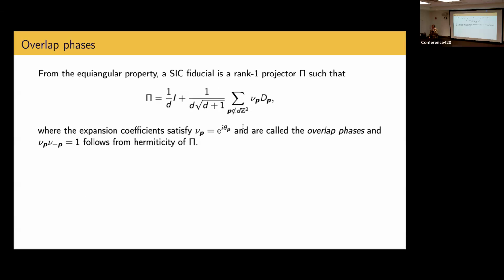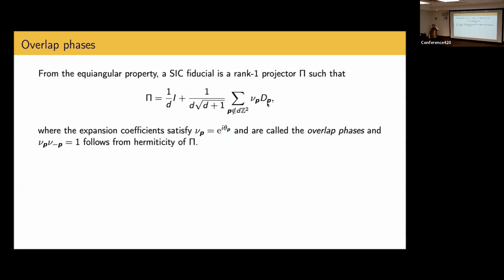properties. One, I get from hermiticity, which is that if this operator is Hermitian, then nu sub p, this expansion coefficient, times nu minus p has to be 1. And the other, from equiangularity, I get that these nu p's have to be complex unit phases. So they're just numbers that live on the unit circle. So this is a straightforward consequence of plugging in the displacement operator basis to this equiangular condition.